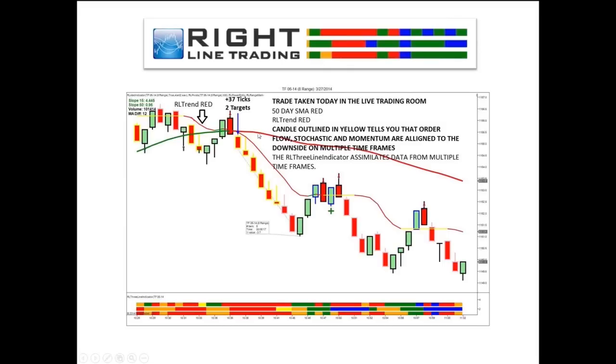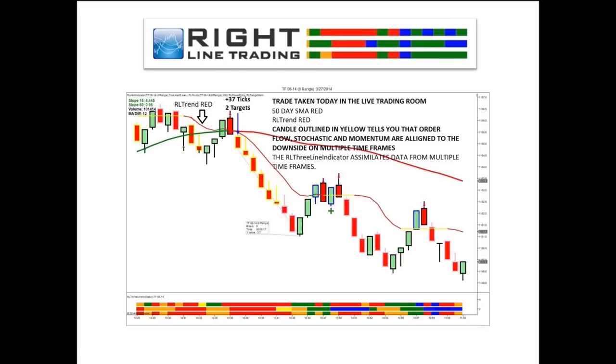Now, sometimes we have to wait a long time for these setups to occur, for the 50 and the 15 to come into sync. It takes a lot of patience, and in the trading room, sometimes we'll sit for 45 minutes or an hour. But we have a lot of faith in the signals, and when they come, we know that we have a very, very high probability of getting at least the first target on our trade.